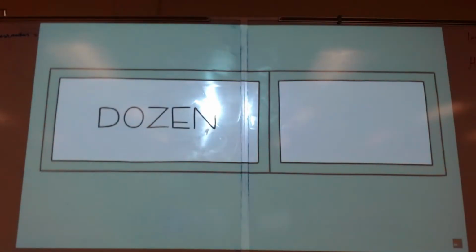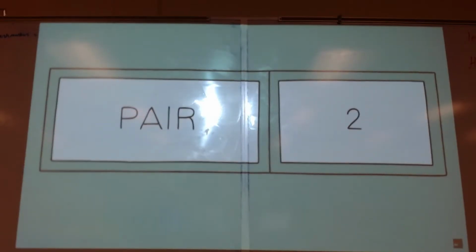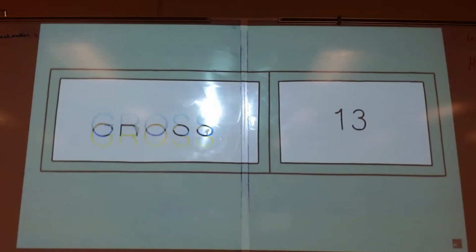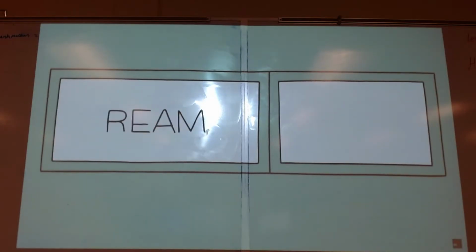When we hear the word dozen, we probably think of the number 12. We also know that a pair is 2, a baker's dozen is 13, a gross is 144, and a ream of paper is... anybody? A ream is 500.